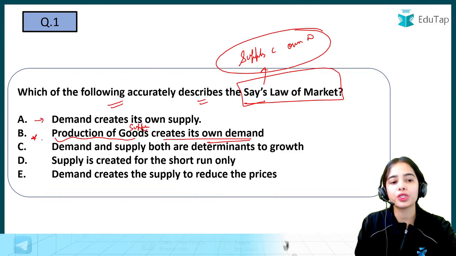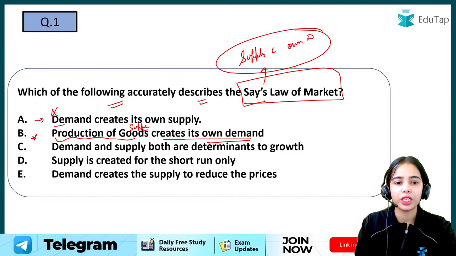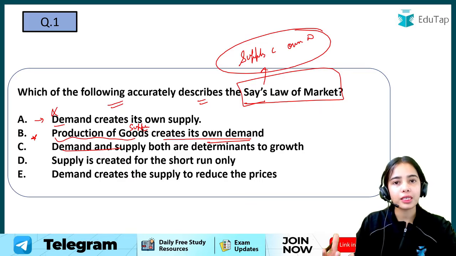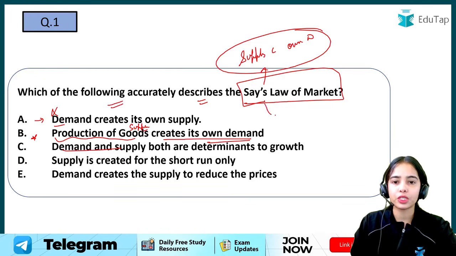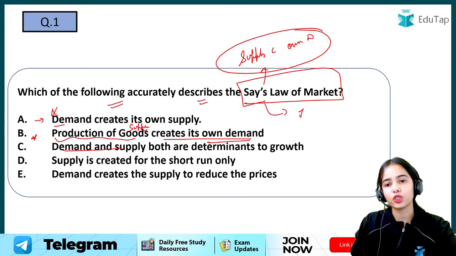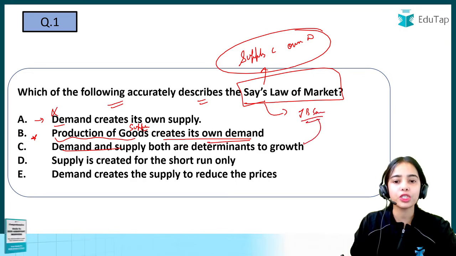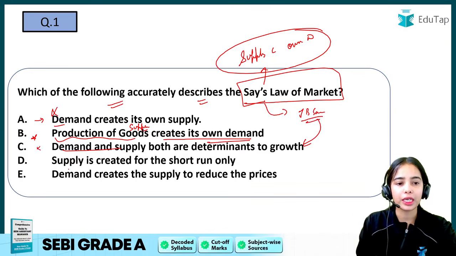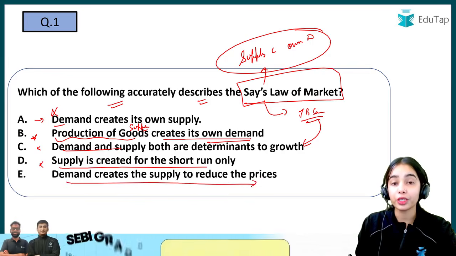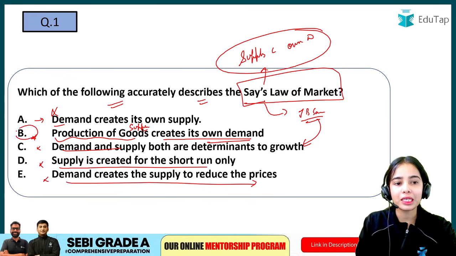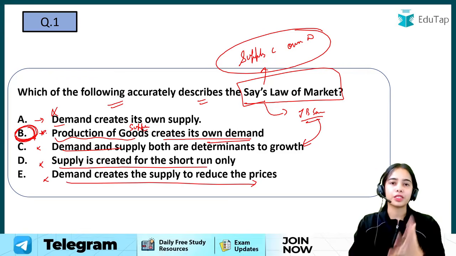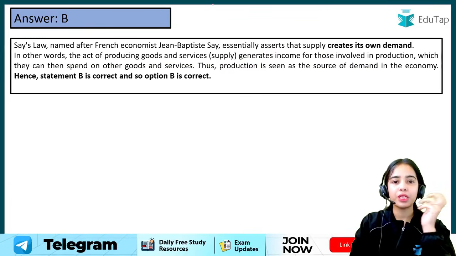If you see the other options: demand creates its own supply. No. Demand and supply both are considered determinants of growth. The classical economists, to whom Say also belongs, like Jean-Baptiste Say, believed that supply is the most important determinant. So this is also not correct. Supply is created for the short run only. No. Demand creates the supply to reduce the prices. No. So only B is the most appropriate answer. The supply creates its own demand. So B is the right answer.